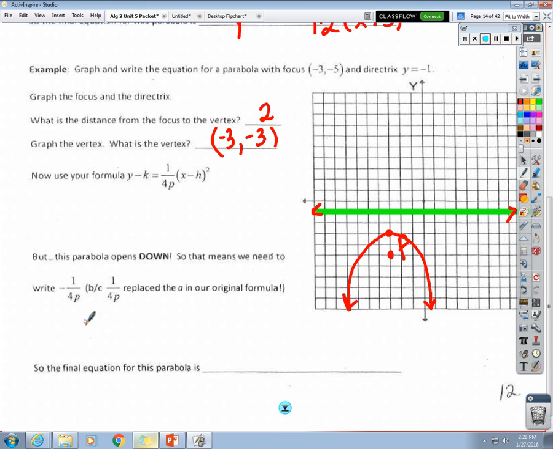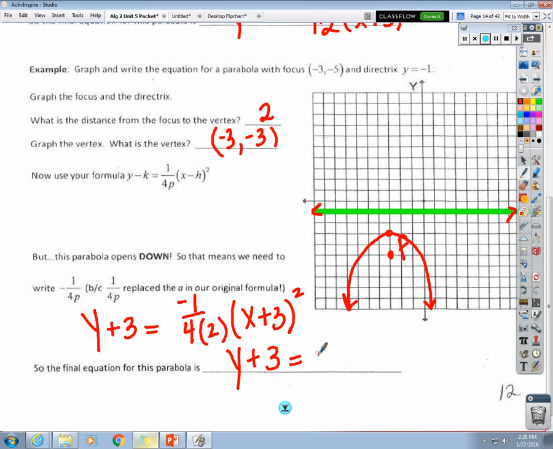Okay, so y minus the negative 3 would be y plus 3, right, equals negative 1/8 times (x plus 3) squared. Is that what y'all got? Okay.